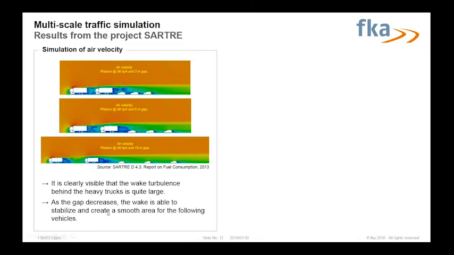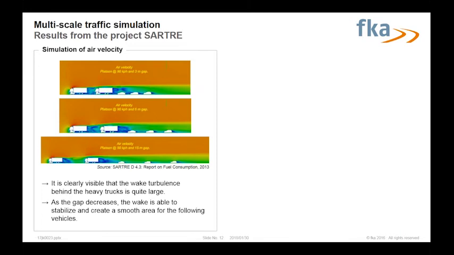really stable. And what we can see here, for example, if we go to the lowest picture, we have a gap of 50 meters. And what we can see here is if we have a gap of 50 meters, the second truck is no longer in the wake turbulence behind the first truck, so the first truck will not save any fuel anymore if the truck distance is larger than 50 meters.